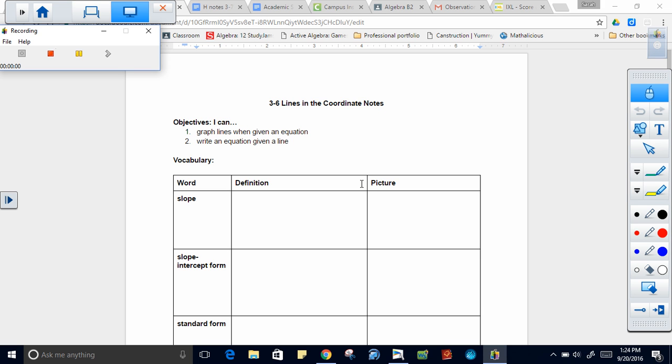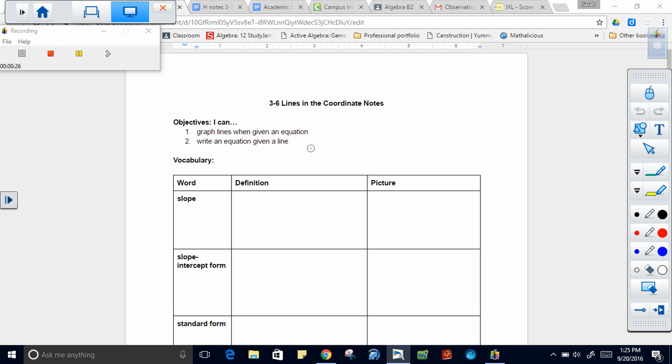Okay, so here are your notes for 3-6. Like usual, we'll go over the learning targets, and then I'll get you some vocabulary. So by the time you are done with lesson 3-6, you should be able to graph a line when you're given an equation, no matter what the form of the equation. And your learning target number 2 is write an equation given a line.